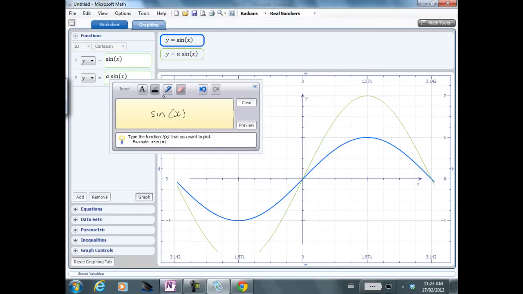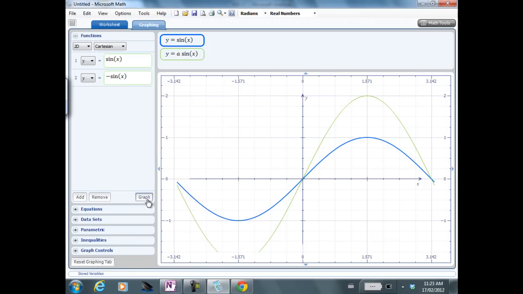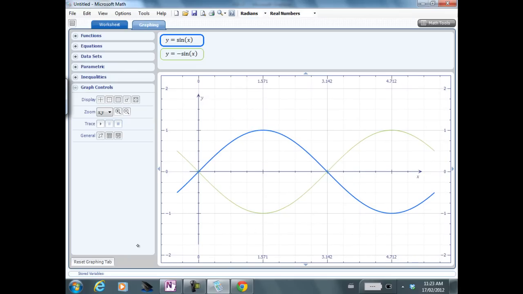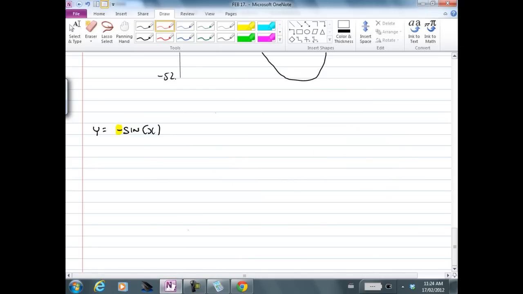Let's say we'll call this negative sine x. Graph. How does the negative sign affect the graph? Look at the green sine. It flips it. See? It just flips it upside down. So we're going to write this down. This negative sign flips it over the x-axis. In other words, it's called a reflection.